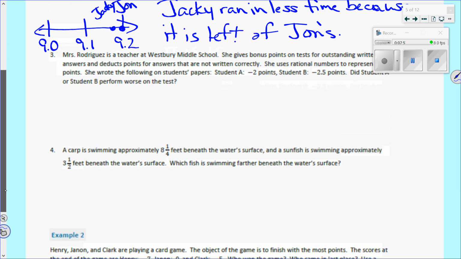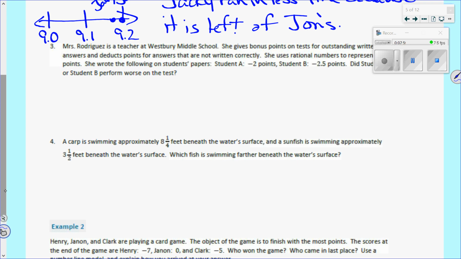Number 3, Miss Rodriguez. She gives bonus points for tests of outstanding writing, deducts points for answers not written correctly. She uses rational numbers to represent their points. She wrote the following. Student A had minus 2 points. Student B had minus 2.5. Did student A or student B perform worse on the test?